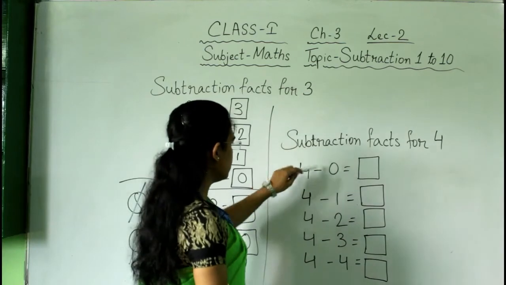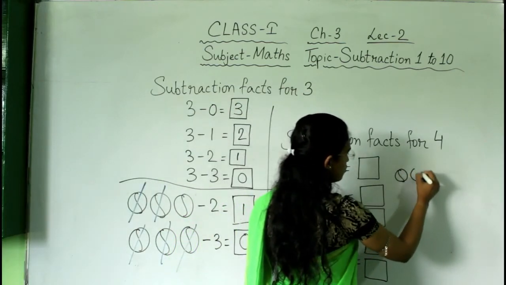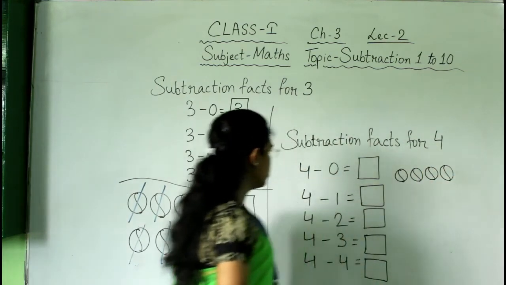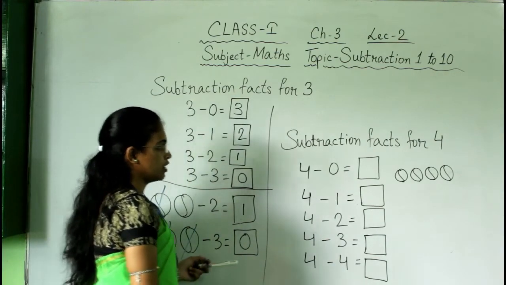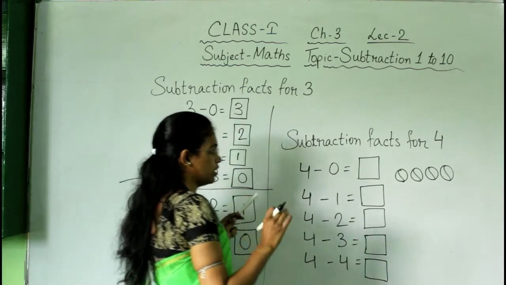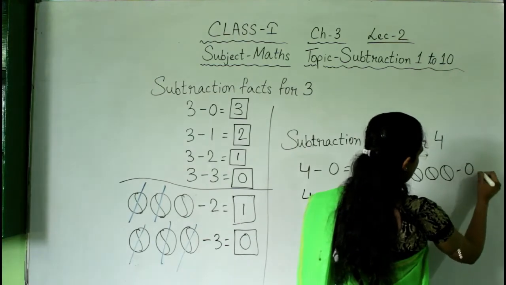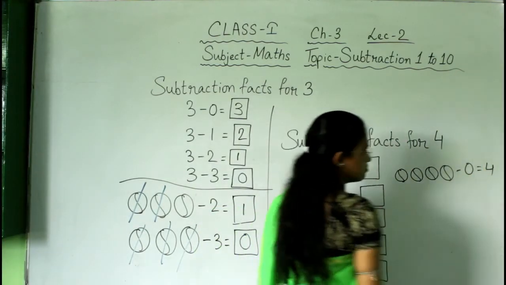So first one, how many balls do you have? 4 balls. 1, 2, 3, 4. And you don't want to give the balls to anyone. So you have not given any balls to anyone. Okay, so that means you have given nothing. That means 0. So 4 minus 0 equals 4.